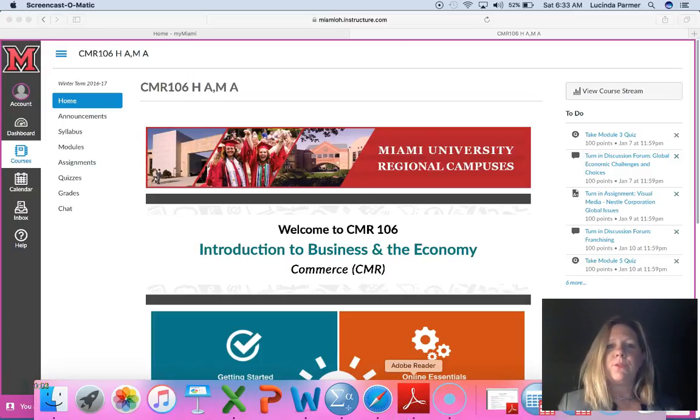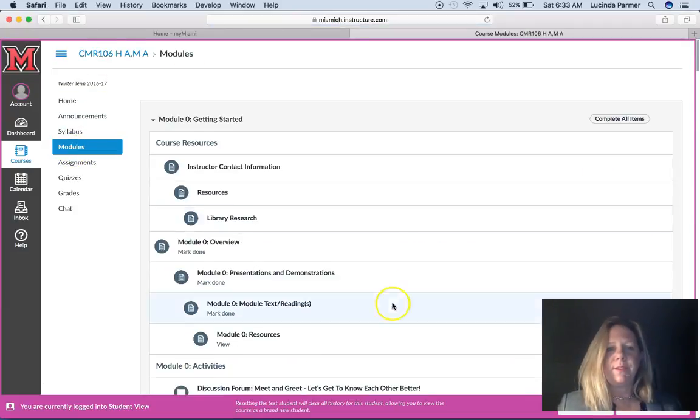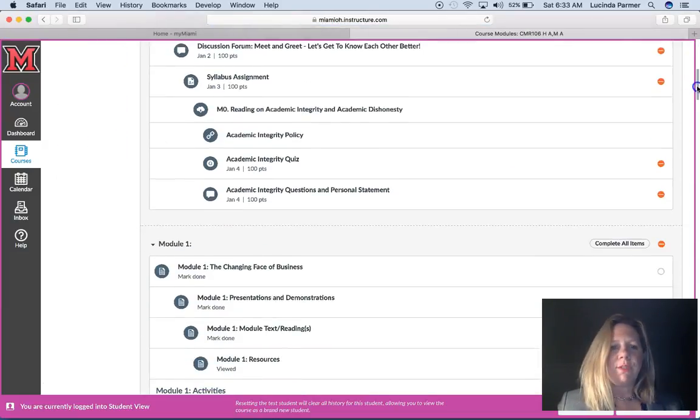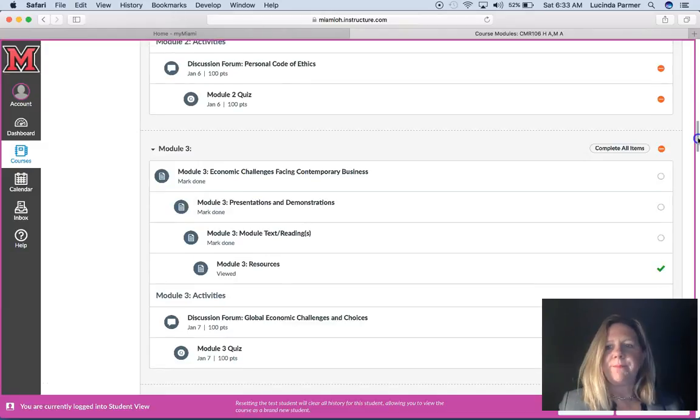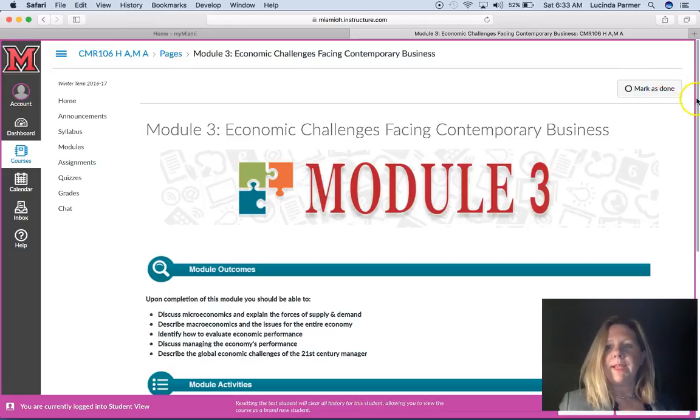I wanted to go over Module 3. So I'm in your home page and I'm going to click on Modules and scroll down to Module 3. Keep in mind that this coincides with Chapter 3 in your academic textbook resource on economic challenges facing contemporary business. So I'm going to click on that first link.